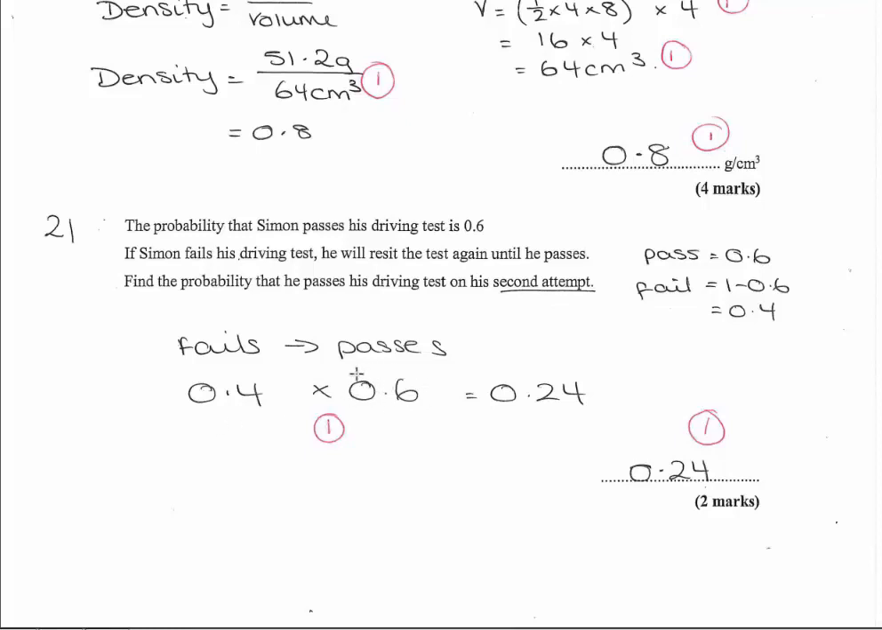The probability he passes is 0.6. The probability that he fails is 0.4. So the probability that he fails is 0.4 on his first attempt, and then passes on the second attempt, 0.6. 0.4 times 0.6, 0.24 is your answer.